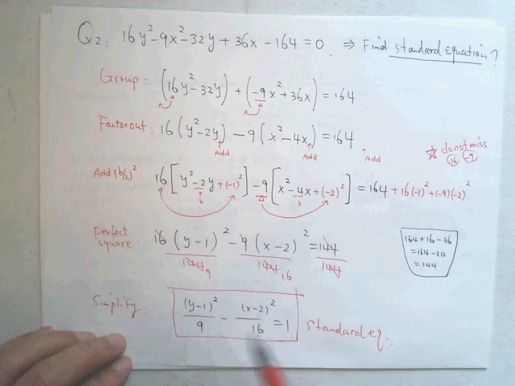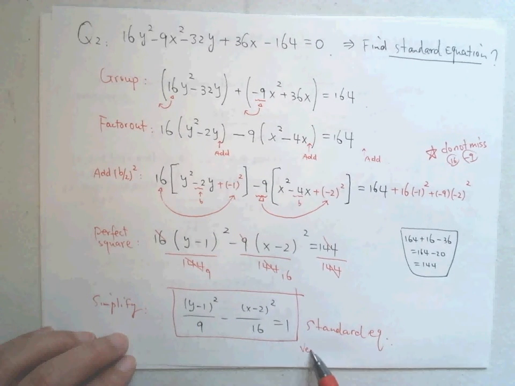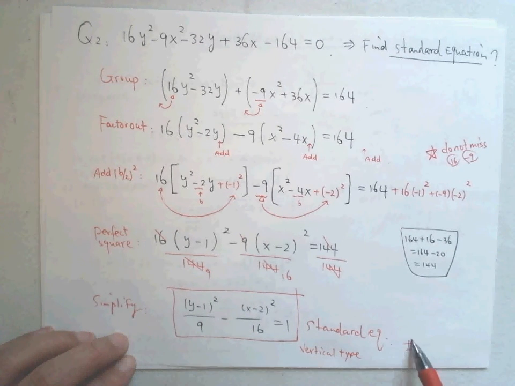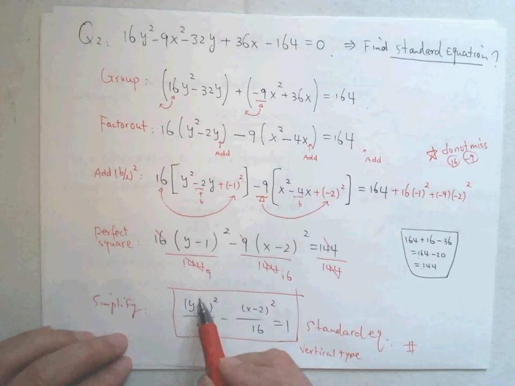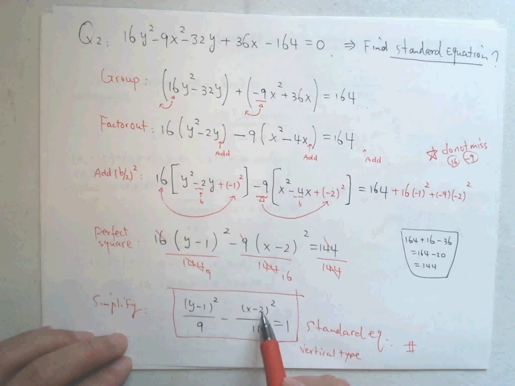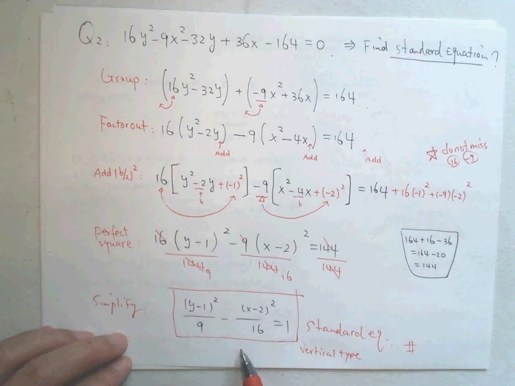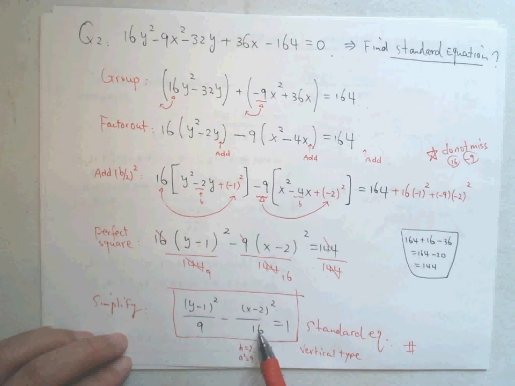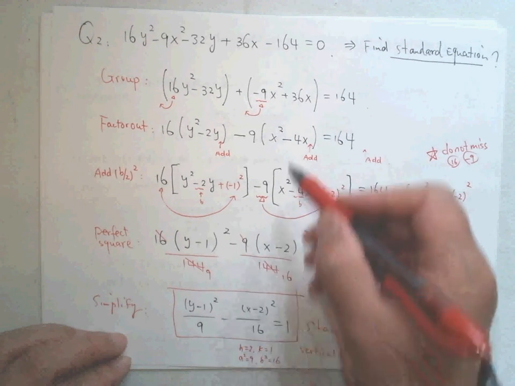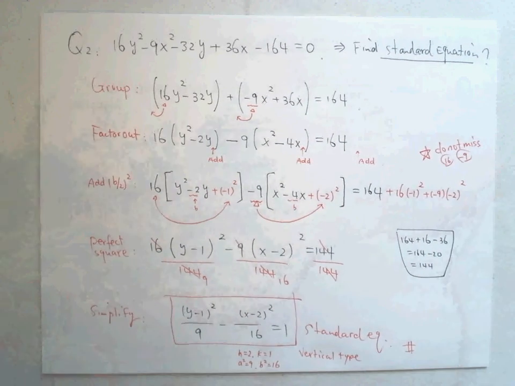So what is the type? Y goes first, so this is a vertical type, alright? And what are the parameters? You know how to find the parameters. In this case, h is here, so h equals 2, k equals 1. a squared equals 9, b squared equals 16. So you can find the c, right? And then you have everything.